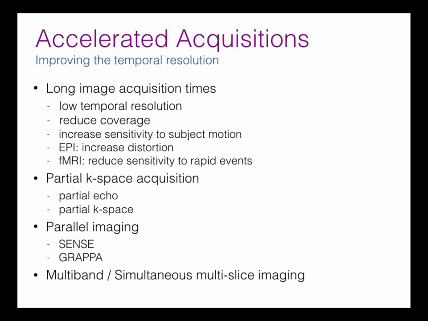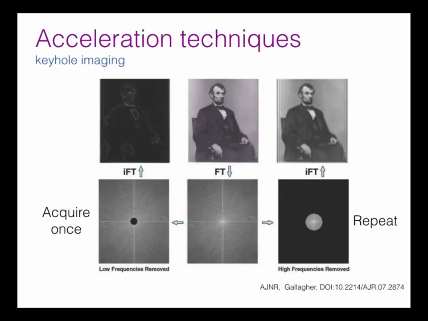If we go faster, we can improve temporal resolution, maybe get improved coverage. We can reduce the effects of the long readout time that EPI has, which helps reduce the distortion in the images. I'm going to talk about a couple of methods to do that.